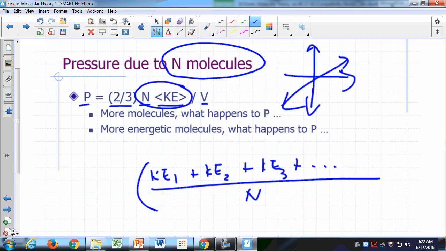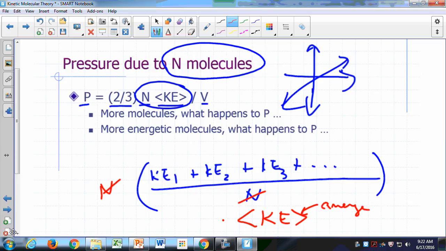Remember this is the average kinetic energy. Those brackets, the less than and greater than signs around the KE, mean average. So multiply that by n, that gives you the total kinetic energy. What happens if you have more molecules then? The more molecules you have, everything else being the same, the higher the pressure, right? That makes sense. More molecules colliding with the wall exerts a greater pressure on the wall.